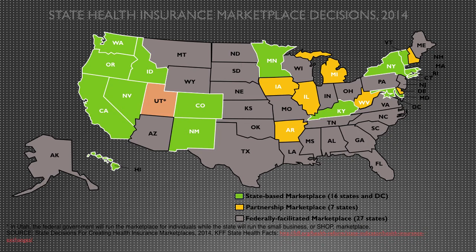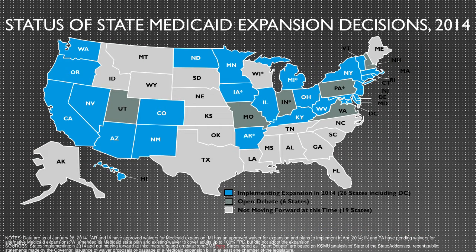Another element of our ACA overview to consider is how states implement the ACA. As you see, 16 states and DC run a state-based marketplace, 7 a partnership marketplace, and 27 a federally facilitated marketplace. And take a look at where we are with Medicaid expansion.